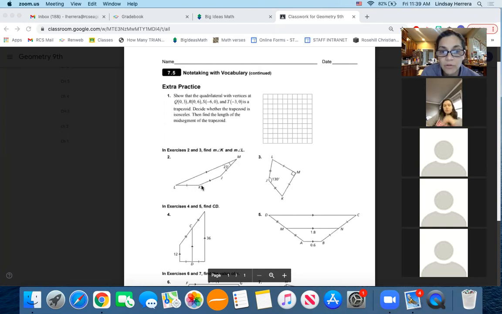And you can find the measure of angle K and J in one of 2 ways. You can say that, for example, M and J are supplementary. So you can take 180 minus 23 and find J. Or you can say this whole thing is 360. I'm going to add up L and M, subtract from 360, and then divide by 2 for my remaining angles.